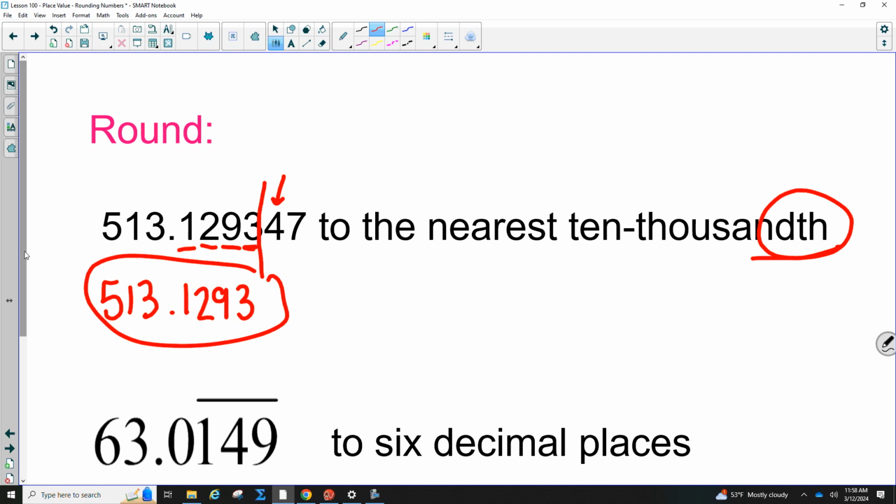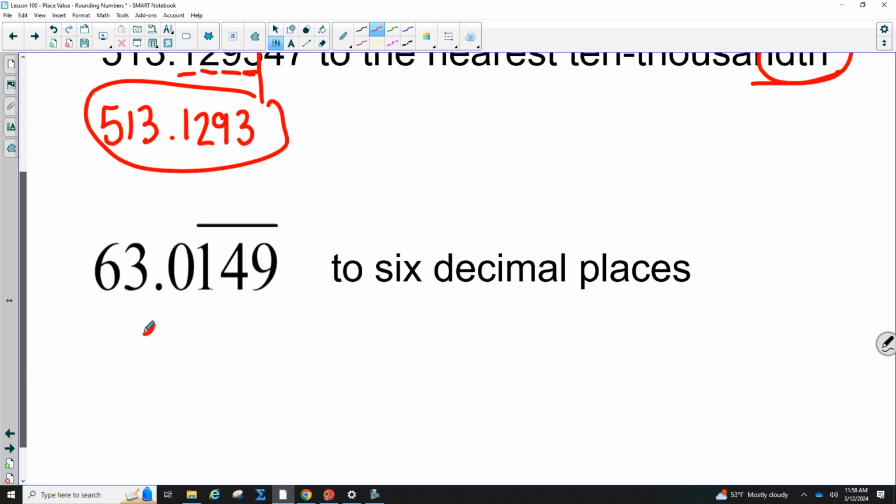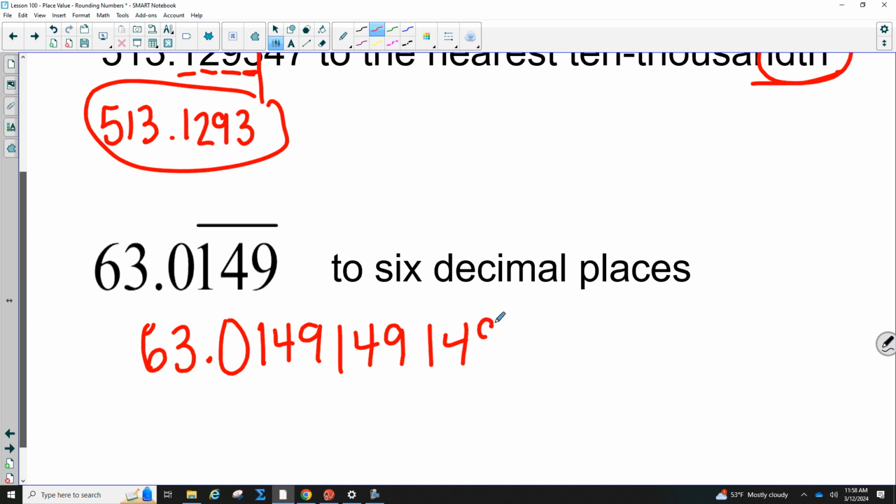Now I have 63.0149 repeating. Round to 6 decimal places. This 149 that repeats, I'm going to write it a couple of times: 149, 149. We really only need to go out to 7 decimal places since I'm rounding to the 6th place, but I'm just showing you how it's repeating. Round to 6 decimal places. 6 is pretty easy, you guys.